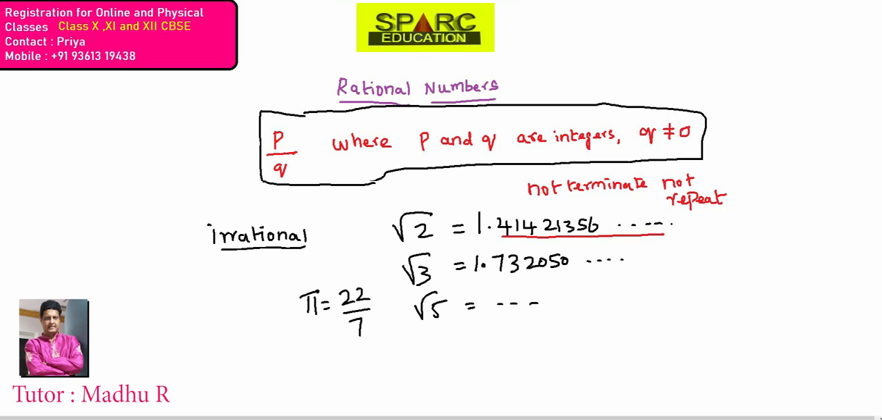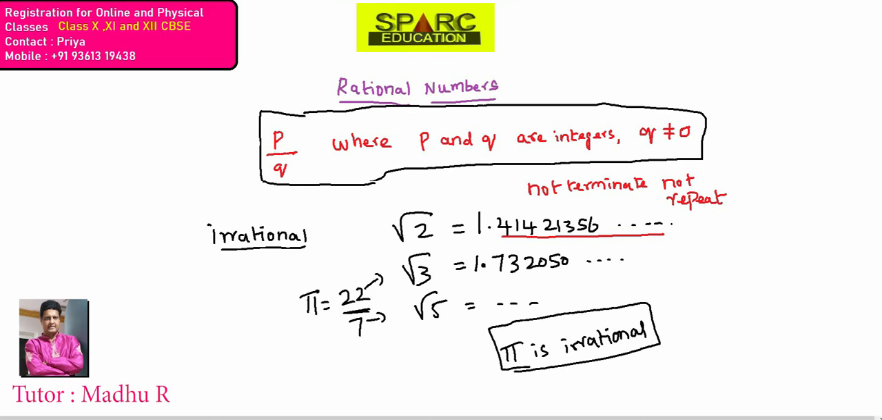You can ask me a question. Pi is written as 22 by 7, 22 is an integer, 7 is an integer, 7 is not equal to 0. Then is pi rational? No. Pi is irrational. That 22 by 7 is just an approximate value of pi for convenience.